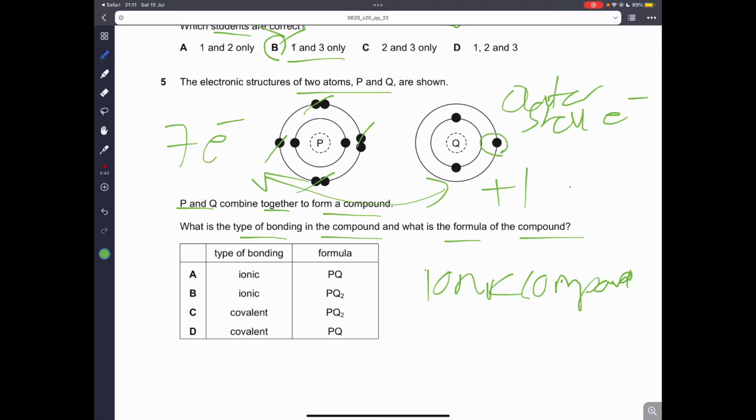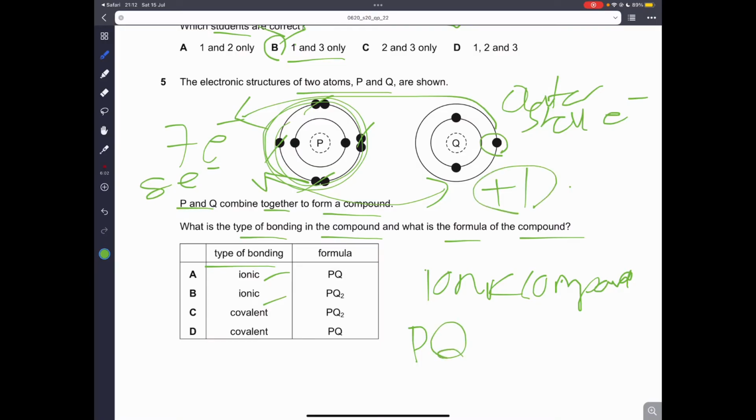because this one electron can get transferred to the 7 electrons, so it will become 8 electrons to be a complete outer shell. And so the type of bonding will be ionic, and because just one Q atom will make up PQ, 1 electron is going to be given to P, and therefore the formula is PQ, and that is the correct answer.